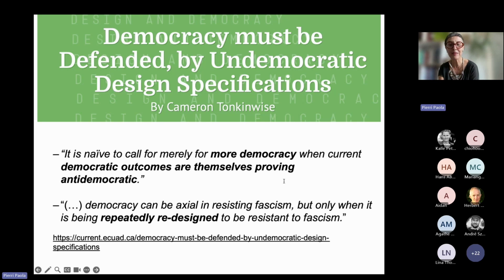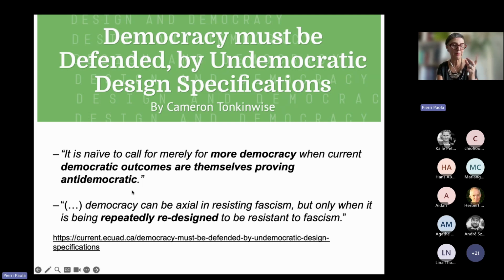The second point he makes in the paper is that, as he says, it's naive to simply call for more democracy without saying what type of democracy we are talking about, because there are many different democratic forms that might produce different democratic outcomes. And the third point, which I'm going to elaborate on a little, is that the quality of democracy, for instance whether or not democracy can be an axis in resisting fascism, mostly depends on whether democracies have been repeatedly redesigned to do so. So the original intention of the designers is involved.